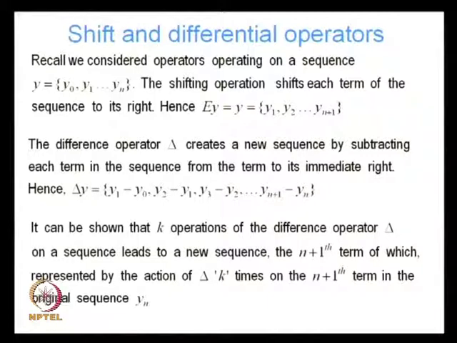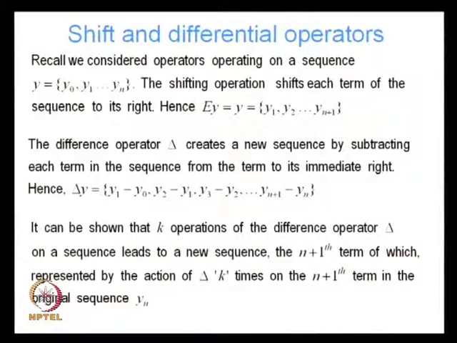And we also defined the difference operator delta, which creates a new sequence by taking the difference between each term in the sequence and its next term. So, in the 0th position we had y0 in my original sequence. In the new sequence it will be y1 minus y0. So, the term on the right minus the original term. Similarly, for other terms in the sequence.